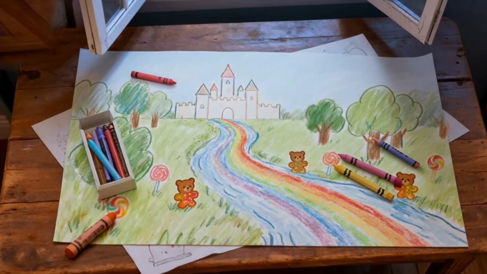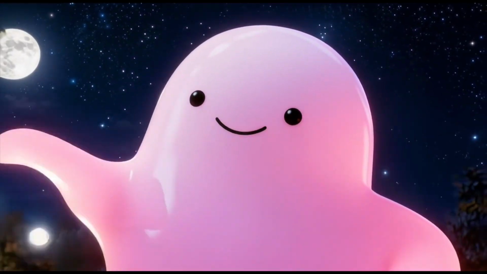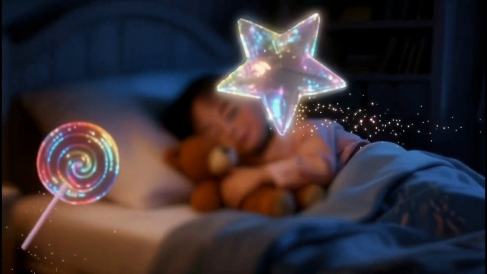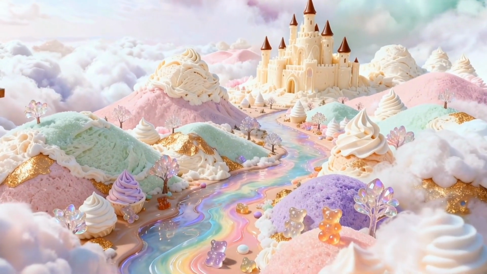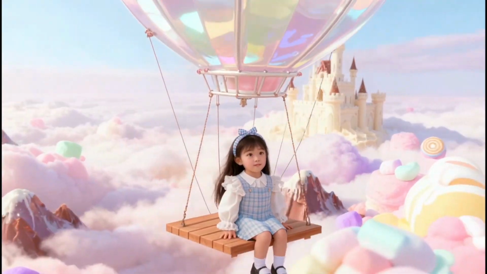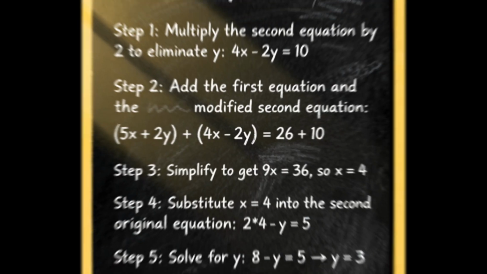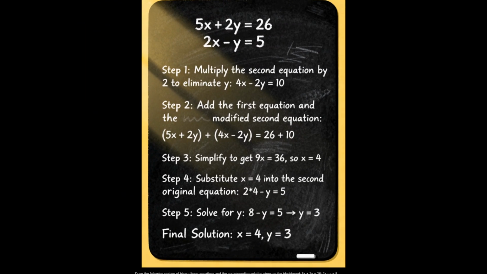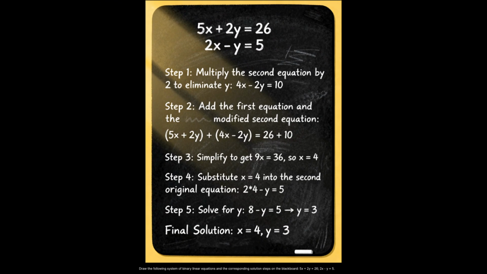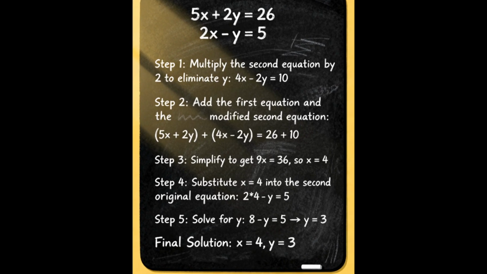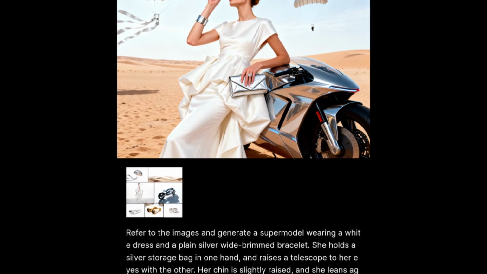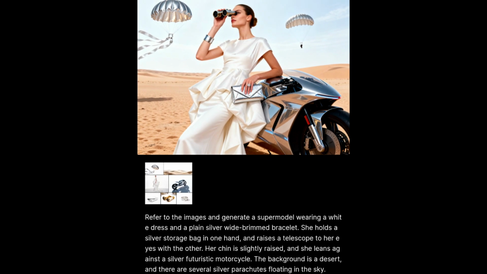And if you did not know this was an image, you would probably think this is an already live page of a really good UI UX developer. Not only that, they have another one where it said: draw the following system of binary linear equations and the corresponding solution steps on the blackboard. 5x plus 2y equals 26, 2x minus y equals 5. And you see they have a step-by-step process as if it was written on a chalkboard.